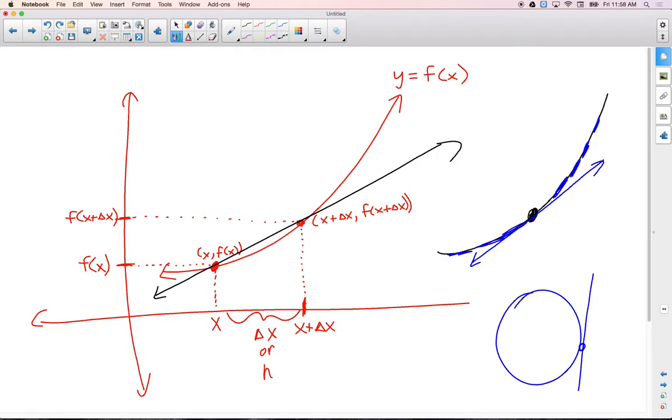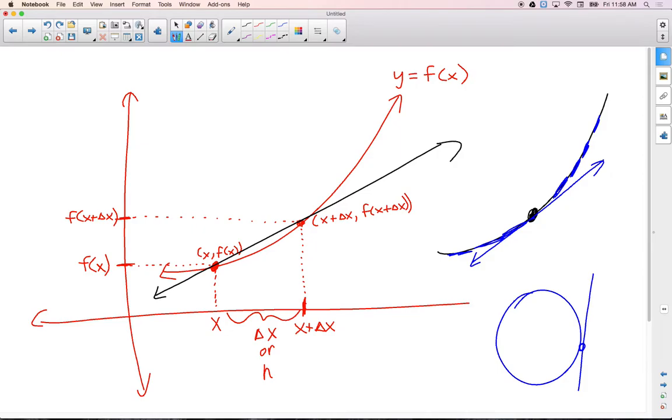How many tangent lines are there? There's an infinite number of tangent lines. And I can find the tangent at every one of those points. And the tangent at any one of those points, if you calculate its slope, that's the rate of change at that point. That is what instantaneous rate of change is.